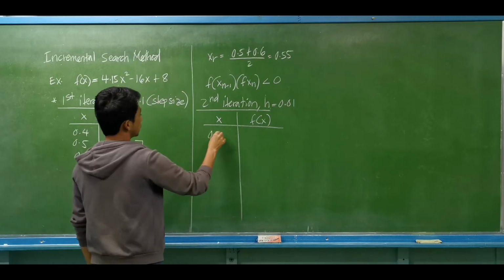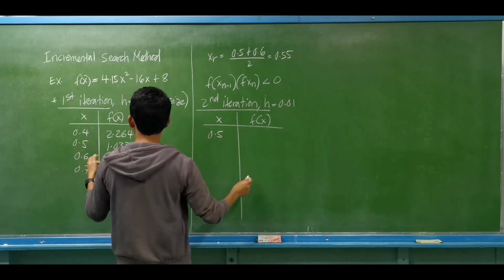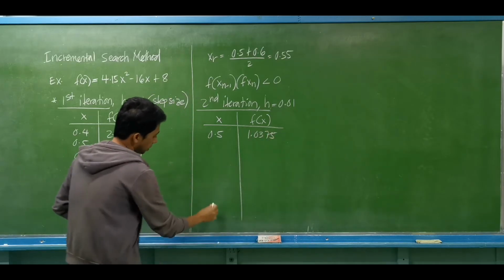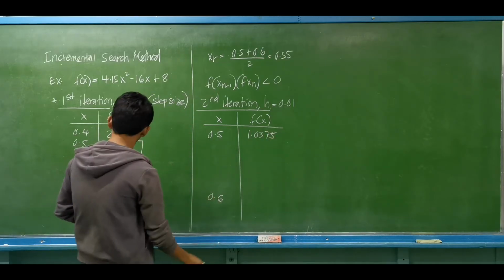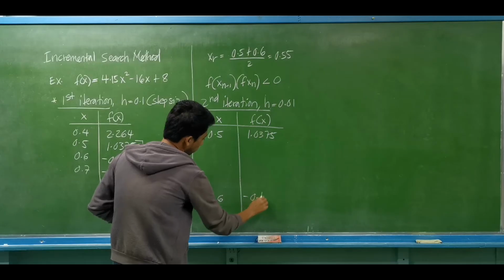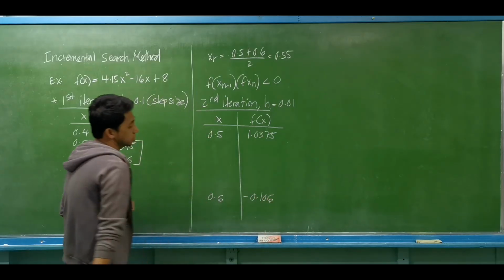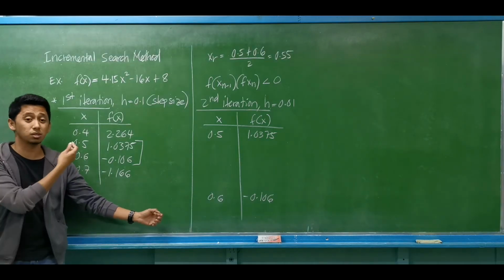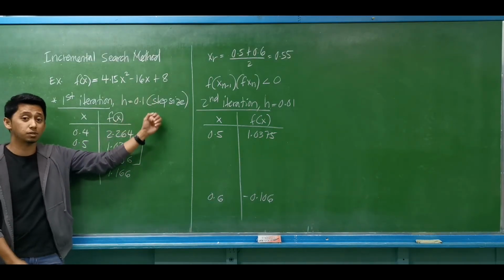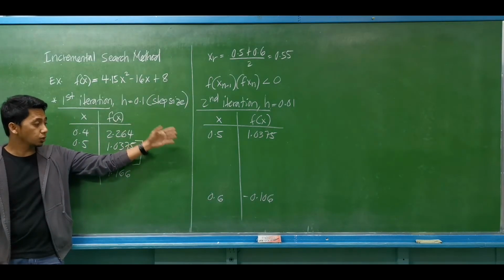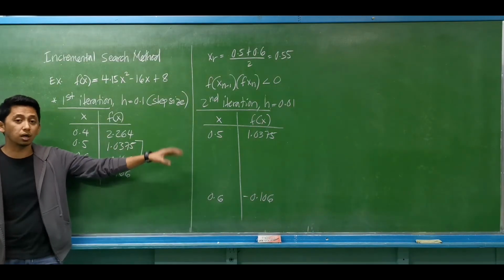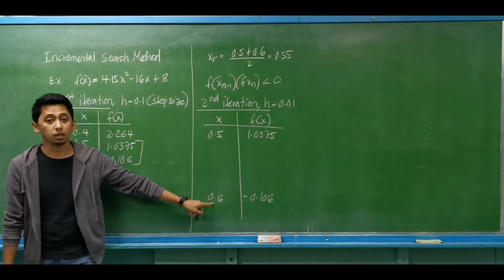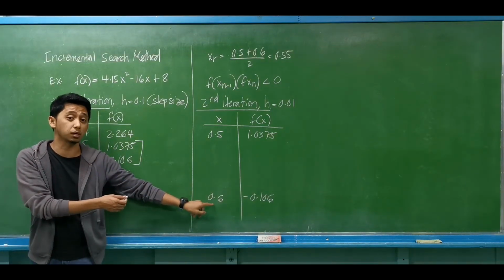Okay, so we have at 0.5, this is 1.0375. We have at 0.6, this is negative 0.106. To minimize our solution, since this method is really time consuming, you should start on the value of x that is closer to 0.